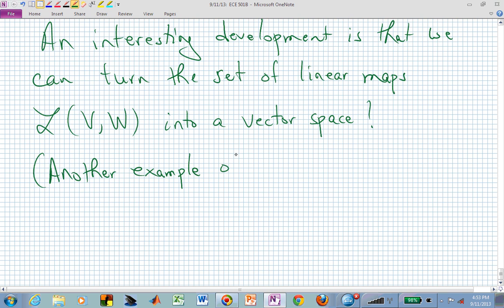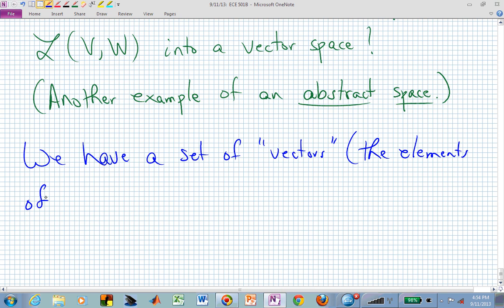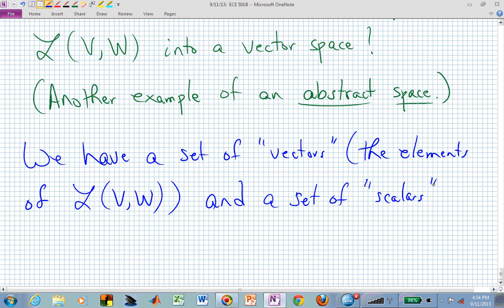Meaning this is another example of what you could think of as an abstract space. Meaning we now have a set of vectors which are the elements of this set of linear operators from V to W. So we have a set of vectors, and we need scalars, don't we? And those might be coming to us from the field of real numbers or from the field of complex numbers.